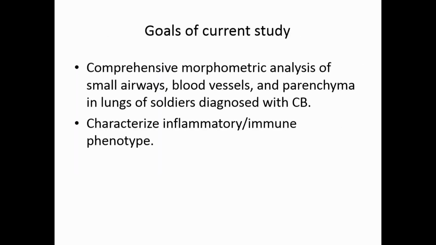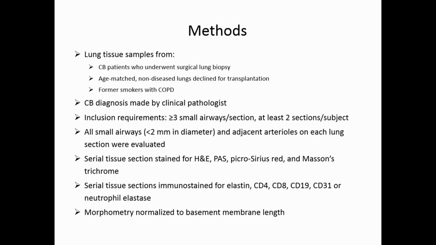So what we've done is to try and take an updated look at that by looking more specifically at both the airway and the other pathology that might be present in the lungs of these patients. We've done a comprehensive morphometric analysis of the small airways, the blood vessels accompanying these small airways, and the lung parenchyma in this original cohort of patients, or at least most of them, and some additional ones that we have evaluated over the last several years. Secondly, we wanted to characterize the inflammatory or immune phenotype that was present here and compare it to other disease, for which we've used COPD, and I'll show you some information about that in a second.